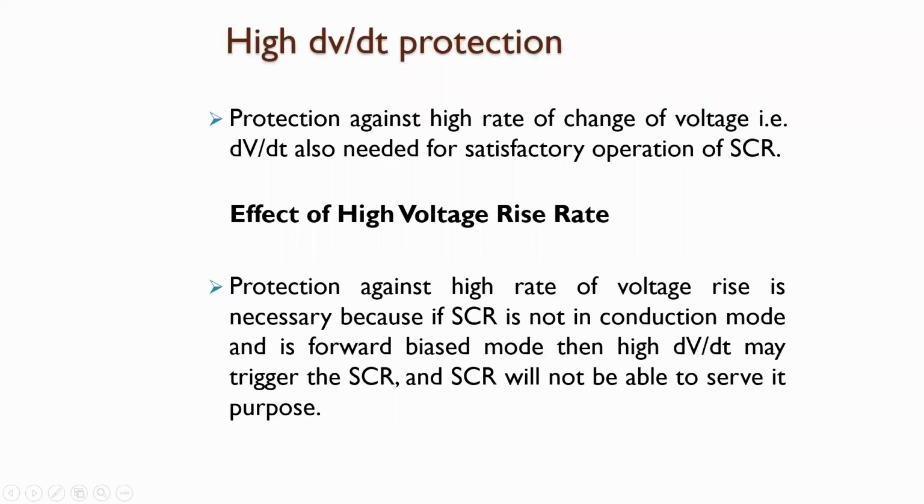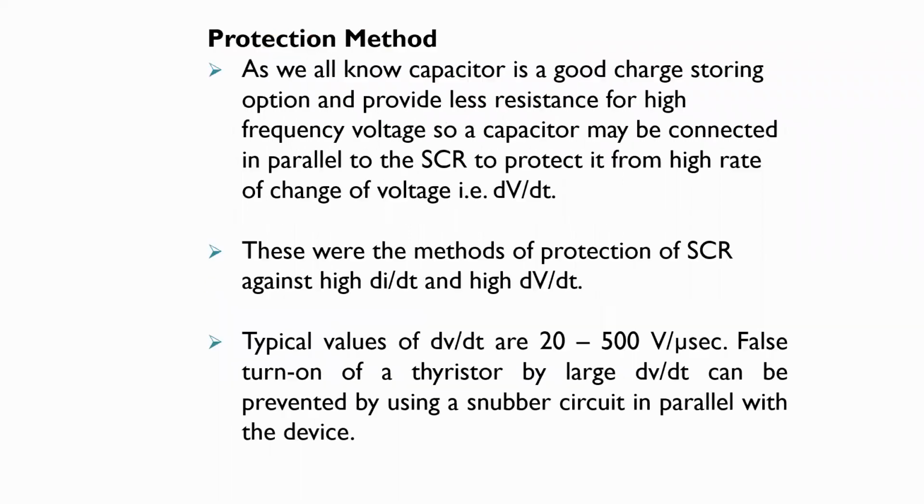High dv/dt protection is against a high rate of change of voltage during the operation of the SCR. What is the effect? Protection against a high rate of voltage rise is necessary because if the SCR is in a blocking mode, then a high dv/dt may trigger the SCR, and the SCR will not be able to serve its purpose. So what are the protection methods? We have to install a capacitor in parallel with the SCR. As you know, a capacitor has good charge storage ability and provides less resistance for high frequency voltage. So a capacitor may be connected in parallel with the SCR to protect it from a high rate of change of voltage, dv/dt.